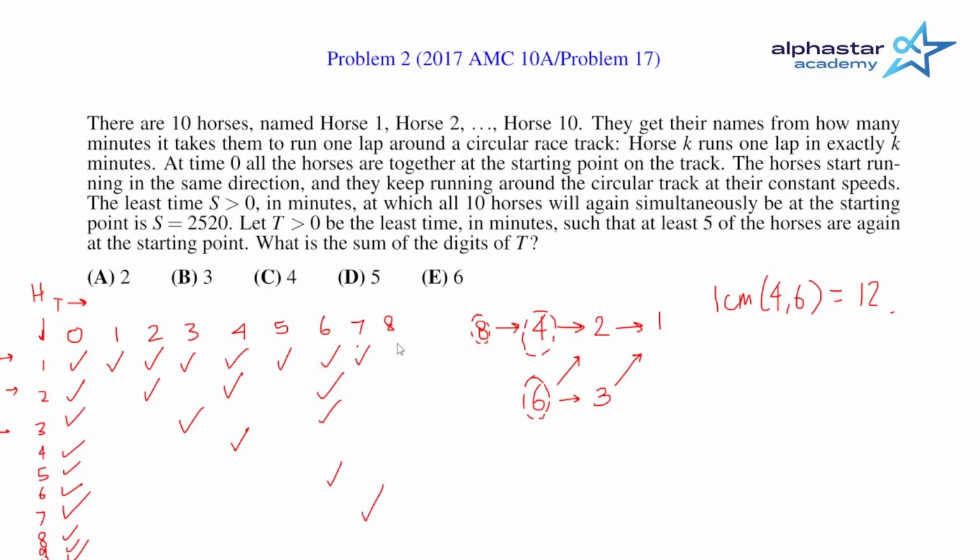8 has divisors 1, 2, 4, and 8. 9 has 1, 3, and 9. 10 has 1, 2, 5, and 10. And finally, 11 has just 1. So in this case, we know that indeed 12 is the smallest possible value of t, which gives us an answer of 3, B.